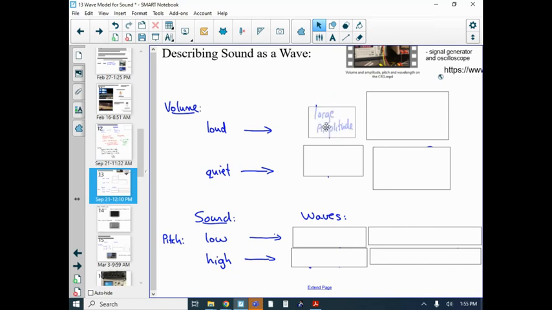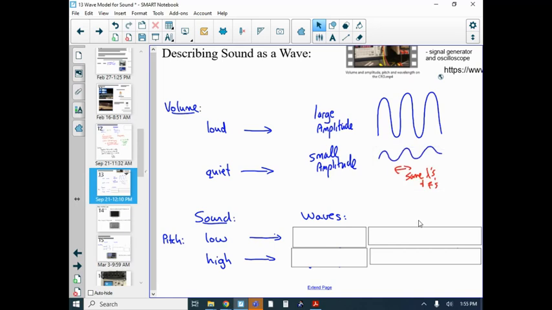So what we saw, of course, is this: we have larger amplitude for louder, smaller amplitude for quieter. Notice I'm trying to keep the wavelengths the same. If I ask you to illustrate loud noises versus quiet noises with nice waves, you'd want to keep everything else the same, right? You wouldn't want to have a different wavelength, because then I might think that you think wavelength has to do with volume. So that's kind of controlling your variables, if you will.